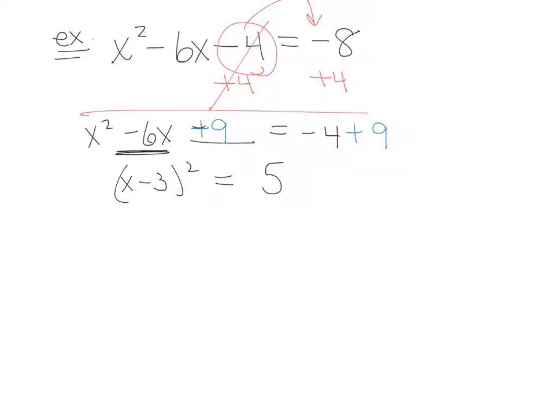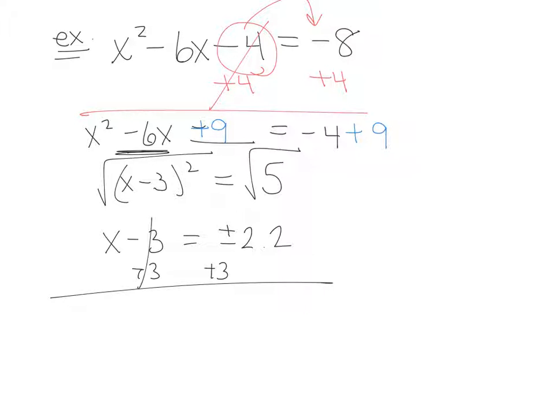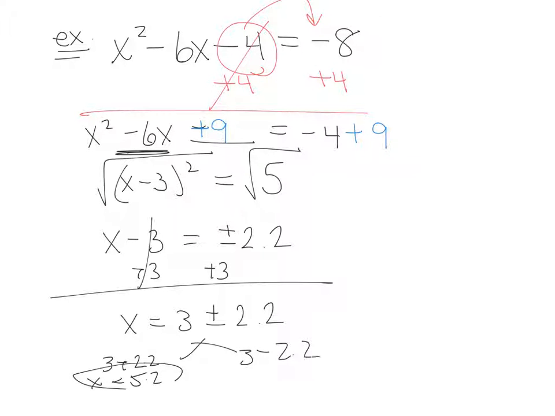Equals 5. So now I'm going to square root on both sides. I have x minus 3 equals whatever the square root of 5 is, plus or minus 2.2. So now I'm going to add 3. So I have x equals 3 plus or minus 2.2, which takes me down 2 paths. 3 plus 2.2, which is 5.2. And 3 minus 2.2 is 0.8.